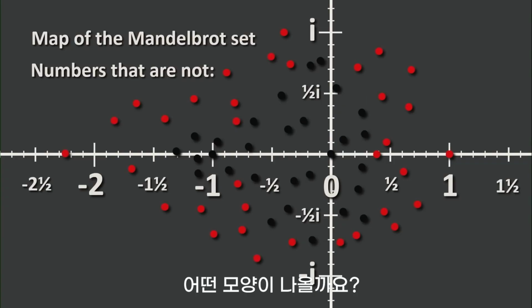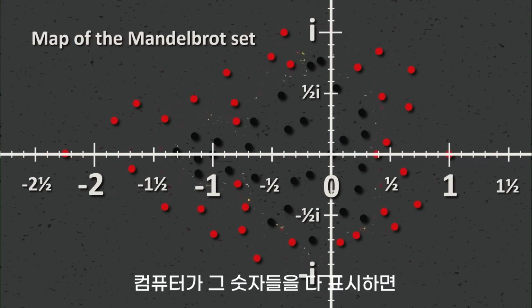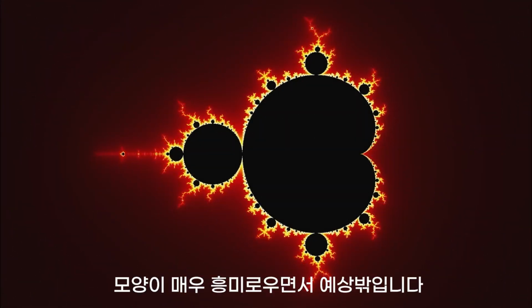What's it going to look like? Well, you have the computer run through thousands and thousands of points. You have the computer check each one of those numbers, and a pattern emerges, and the pattern looks like this. The shape is remarkably interesting and unexpected.